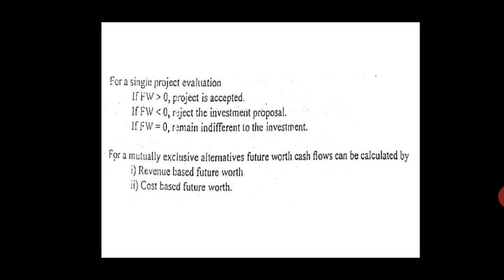So for a single project evaluation which you want to select, the future worth should be greater than 0, then the project is acceptable. If the future worth is less than 0, is negative, then reject the investment proposal. And if the future worth is 0, then remain indifferent to the investment. For mutually exclusive alternatives, the future worth cash flows can be calculated by two methods. One is the revenue based future worth method, and the second is the cost based future worth method. Revenue means what we are going to earn.